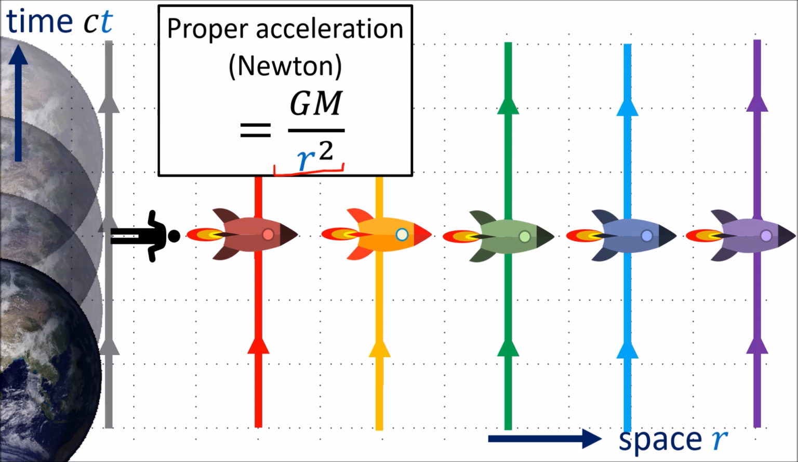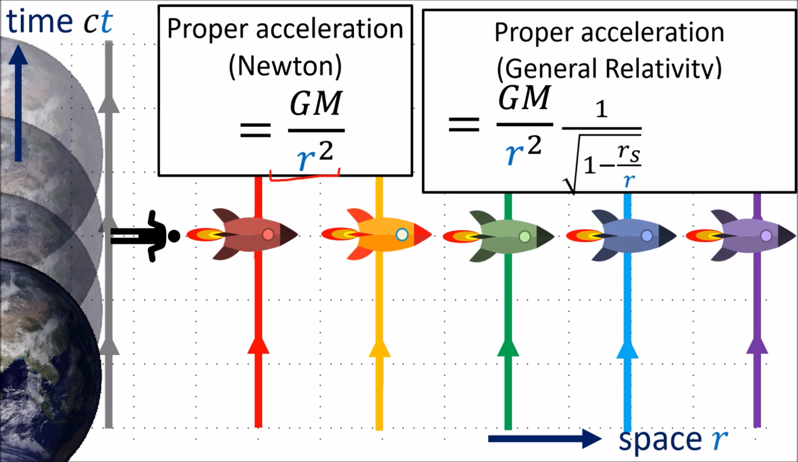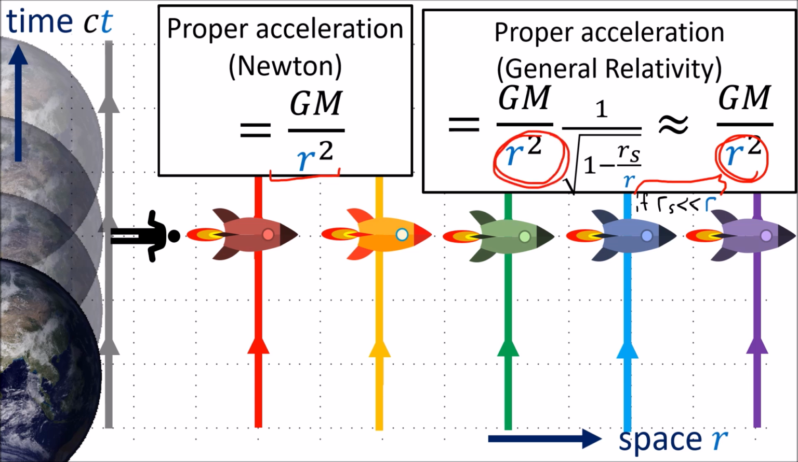However, if we calculate the proper acceleration according to general relativity, we get the same result, but multiplied by this factor, which drives the proper acceleration to infinity near the Schwarzschild radius. However, since the Schwarzschild radius Rs is very small for most planets and stars, this is approximately equal to the Newtonian result. In either case, note that the accelerometer readings change with 1 over position squared.